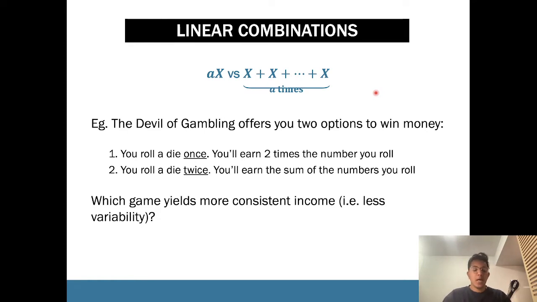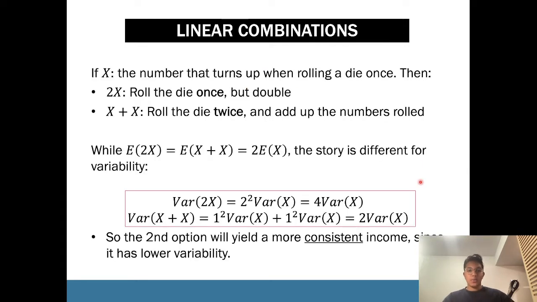Okie dokie. Hopefully you guys had some time to think about that, about the different ways you could have attempted to solve this. So the hint here is: we want less variability. We want the outcome with the lowest variability. All right, so let's see how we work through this. Let's consider the first option.